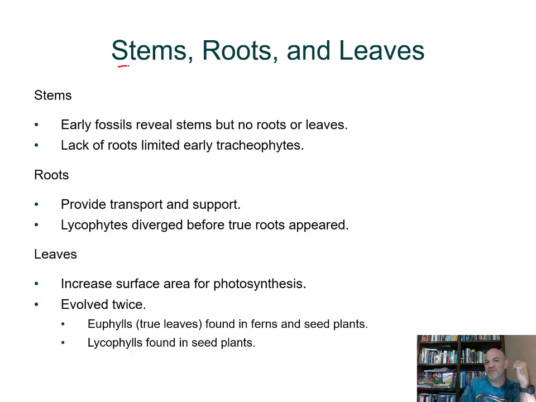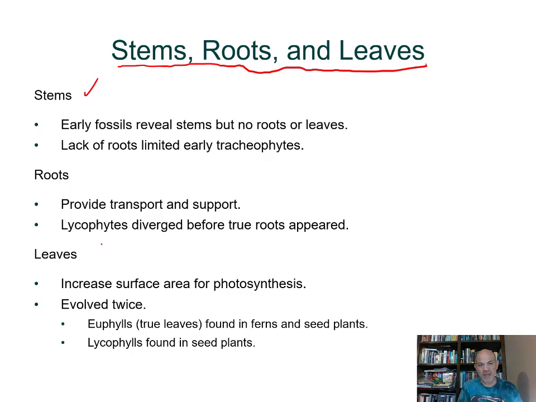Now that we have true vascular tissue, we can define true stems, roots, and leaves, but they had to evolve. These are organs that had to evolve as vascular tissue was evolving. So the first structure to actually evolve in the fossils, like we saw with Cooksonia, was stems. So you had vascular plants that had stems, but no roots or leaves. Okay, so stems evolved first.